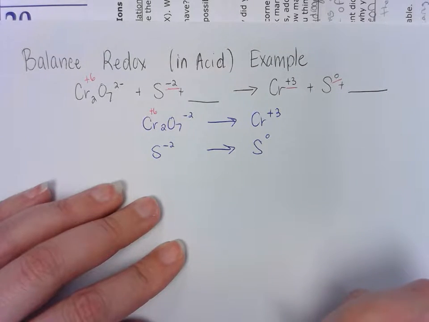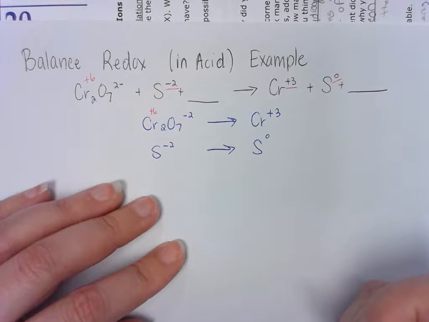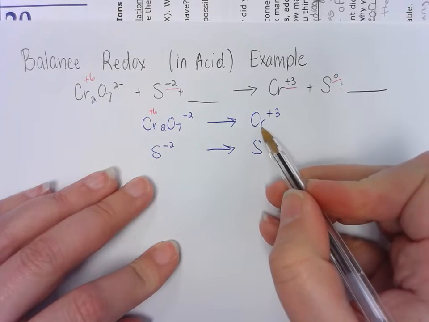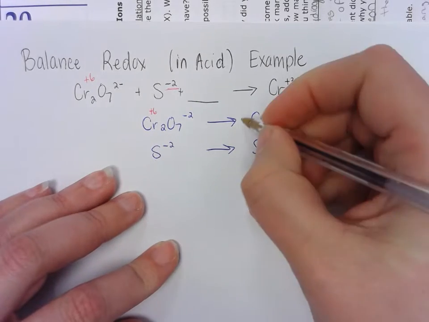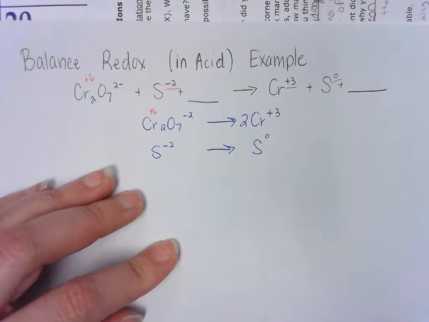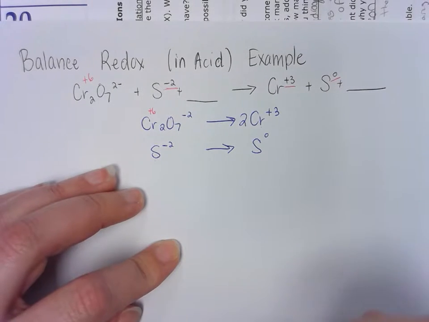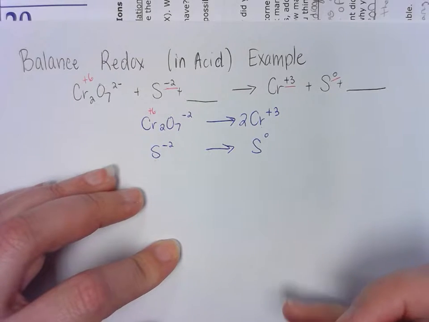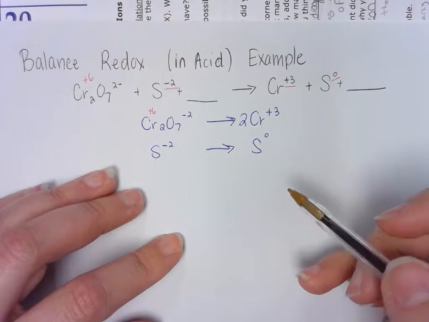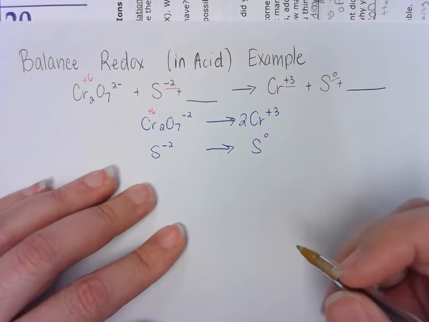We need to double check to make sure that all of our atoms, not including hydrogen and oxygen, are balanced, and in the sulfur case it's 1 to 1, so we're good. For chromium, there's 1 here, there's 2 there, so we need to put a 2 there to balance our atoms that are not the hydrogen and oxygen, which we'll get as part of this reaction. Doing that, everything's good now, so we need to move on to determining where the electrons go.